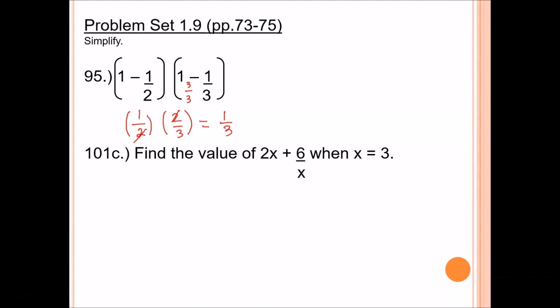For number 101, letter C, we're asked to find the value of 2x plus 6 over x when x is 3. And so we simply replace x by 3. So we copy 2, and instead of x, we replace this by 3. So 2 times 3 plus 6, and then we can replace this also by 3, so over 3. Now finally, we have 2 times 3 is 6, plus 6 divided by 3 is a 2, and 6 plus 2 is 8. There you go.